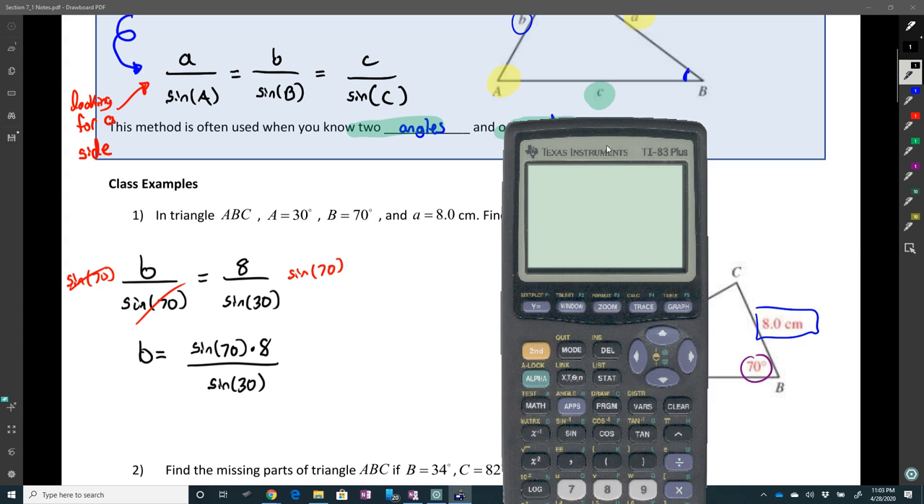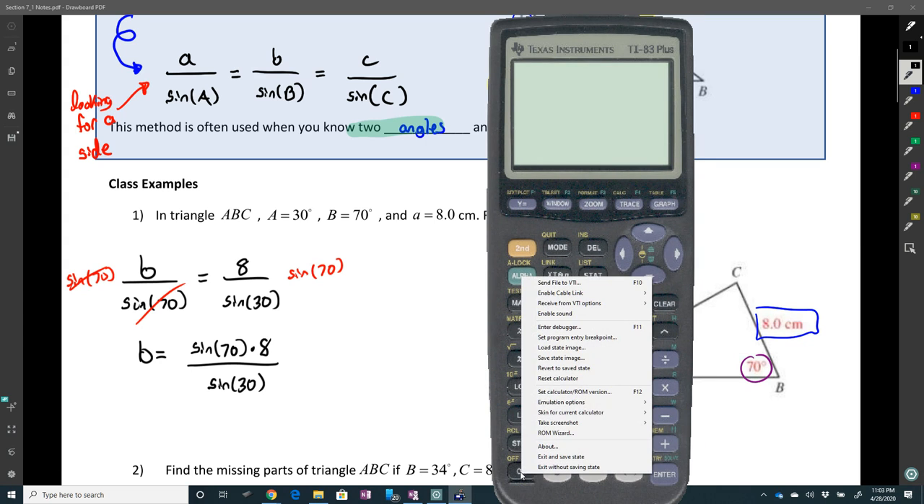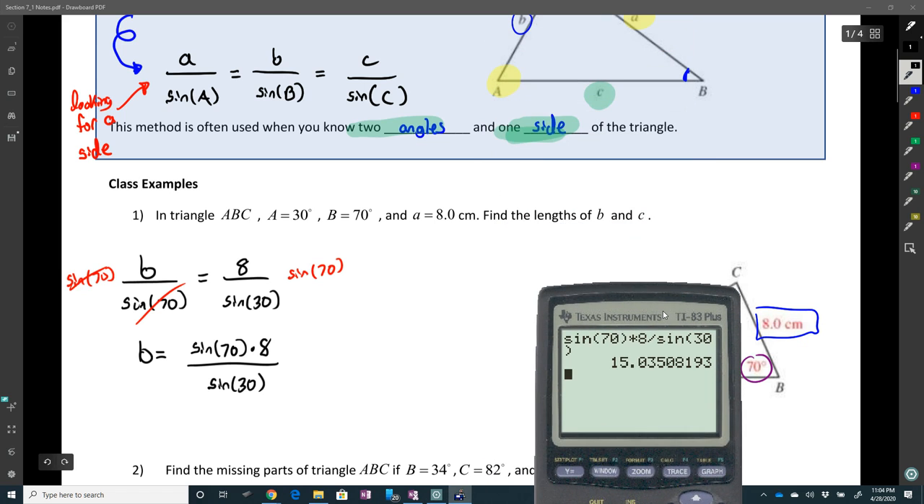Now this is where the calculator comes in. Sine of 30 is 1/2, but sine of 70 is a little nasty. So we just type in, make sure you're in degrees. We're dealing with triangles in this section, so everything's going to be in degrees. So you just do sine of 70 times 8 divided by sine of 30. And I have 15.03.